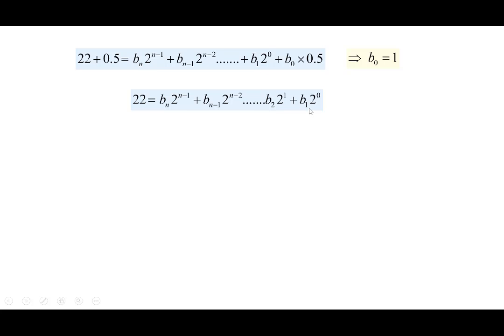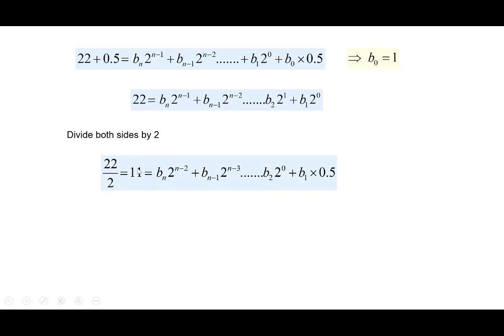So now it's an iterative method here. The procedure that we use for finding B0, we can use it to find B1 also. So let's divide by 2. We divide both sides by 2 here, so we get 11. But if we get B1 into 0.5 here, no, there is no decimal 0.5 here. So this B1 has to be 0 here.